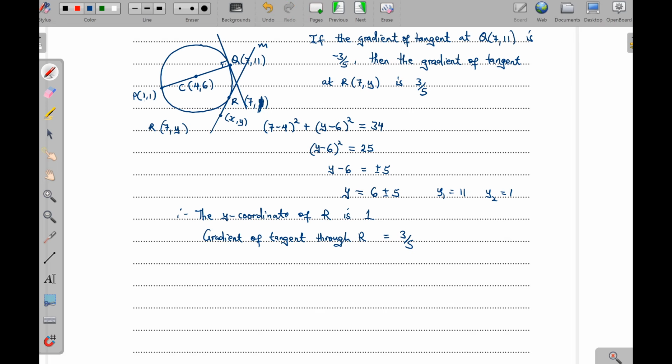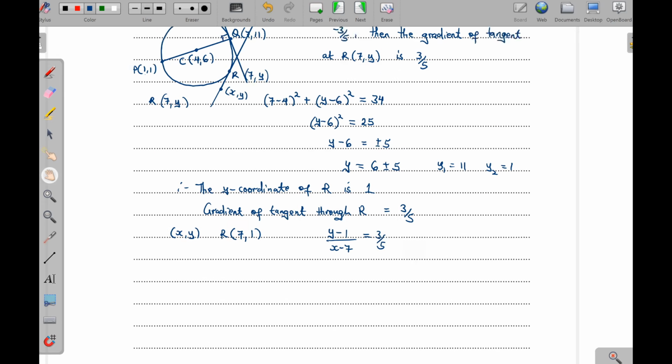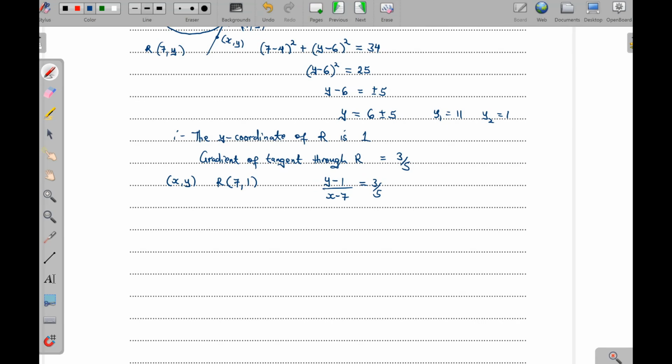So how do we get the gradient here? It will be using (x, y), any other point on that line, and r, which is (7, 1), okay? So we shall have change in y, y minus 1 over x minus 7. This will be equal to 3 over 5. So what will be the equation of r? We shall have y minus 1 is equal to 3 over 5 times x minus 7.